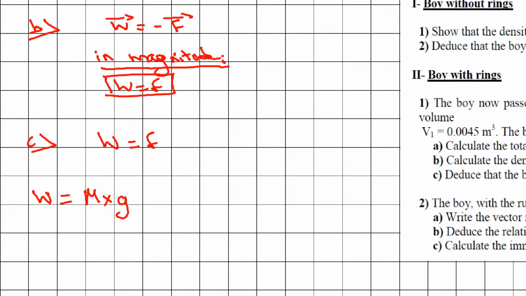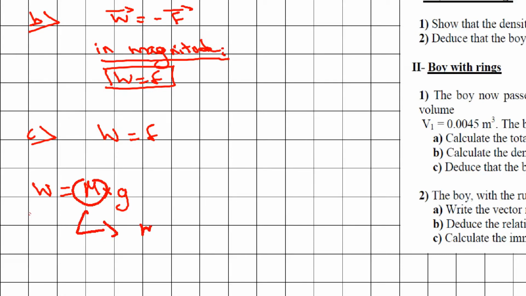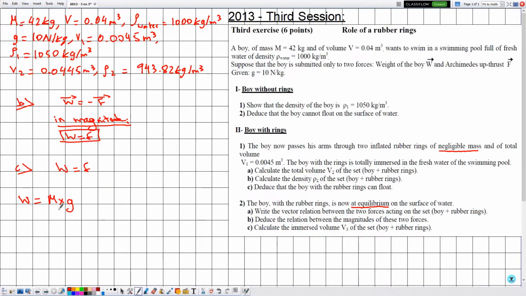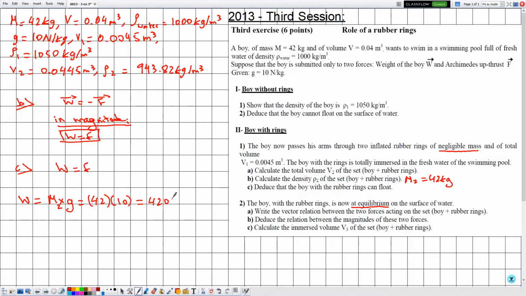Because this force acts on the buoy plus rubber rings, then this M must correspond to the mass of buoy plus rubber rings, and we have denoted this mass to be the mass M2. Previously we have verified that the value of M2 is given by 42 kilograms, because the rubber rings are of negligible mass. Then the value of M2, 42, multiplied by the value of G, 10. Plugging this on the calculator, the value of W is given by 420. Since both M and G are expressed in the SI, the value of W will be in newtons. So the magnitude of the weight, which is the force exerted on the buoy plus the rubber rings due to Earth, is given by 420 newtons.